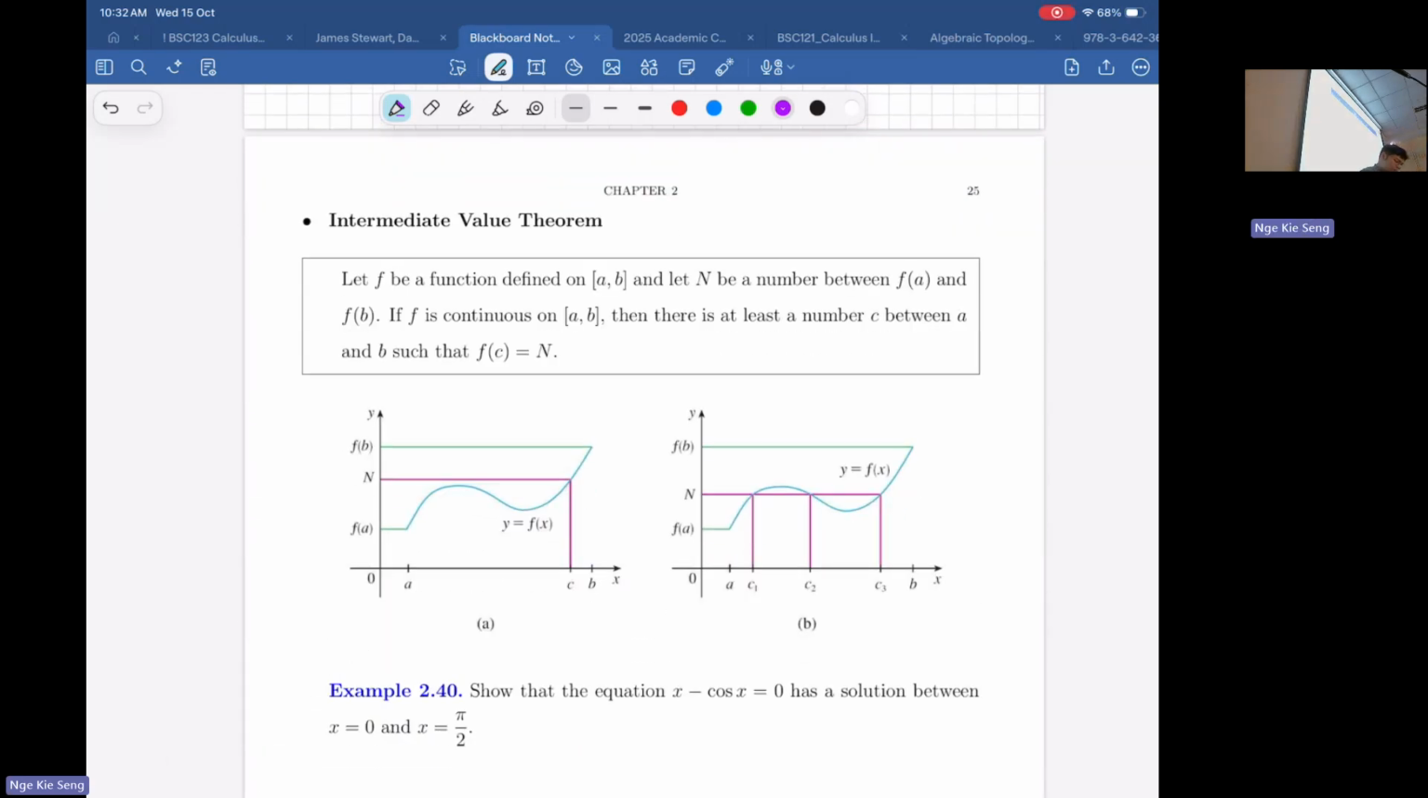Let f be a function defined on a closed interval [a, b], and n a number between f(a) and f(b), the two numbers that you can achieve. If f is continuous on this closed interval [a, b], then there exists at least one number c in between, such that f(c) equals n. So this is another problem about continuity, which we call the intermediate value theorem. What is intermediate? Intermediate is like middle, right? So these are all the intermediate values that you can achieve.